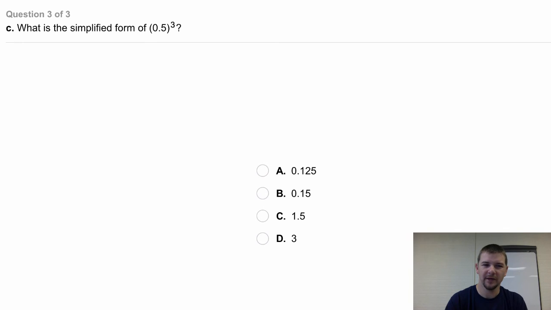And 3 of 3. What is the simplified form of 5/10 written as a decimal to the 3rd power? Once more, work carefully and make your selection from the choices below.